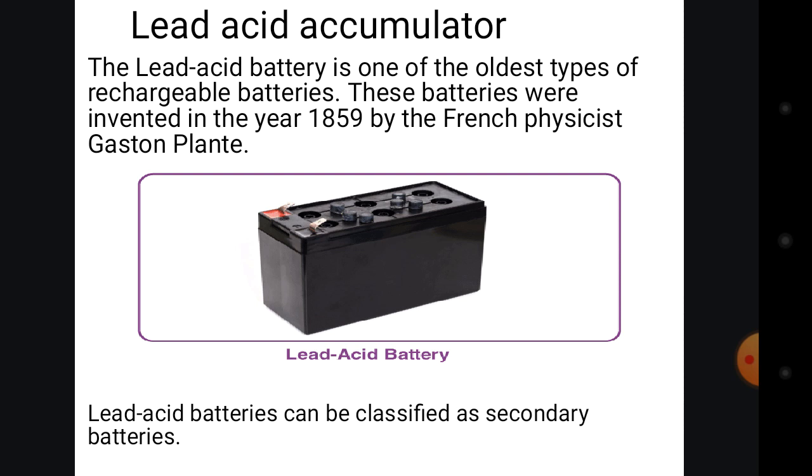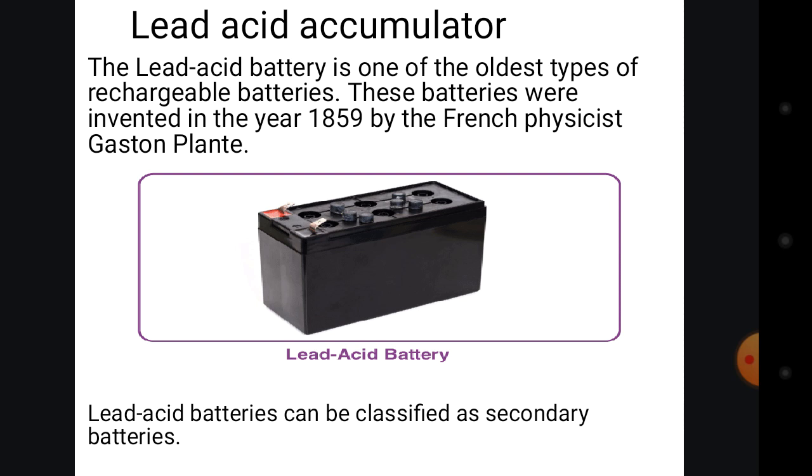Those batteries were invented in the year 1859. So you see, this is the oldest year. It is 1859, the year this battery was invented, and it was invented by the French physicist Gaston Planté. So he is also one of the scientists that invented the battery. He's the one that invented the lead acid accumulator, the one who created it.